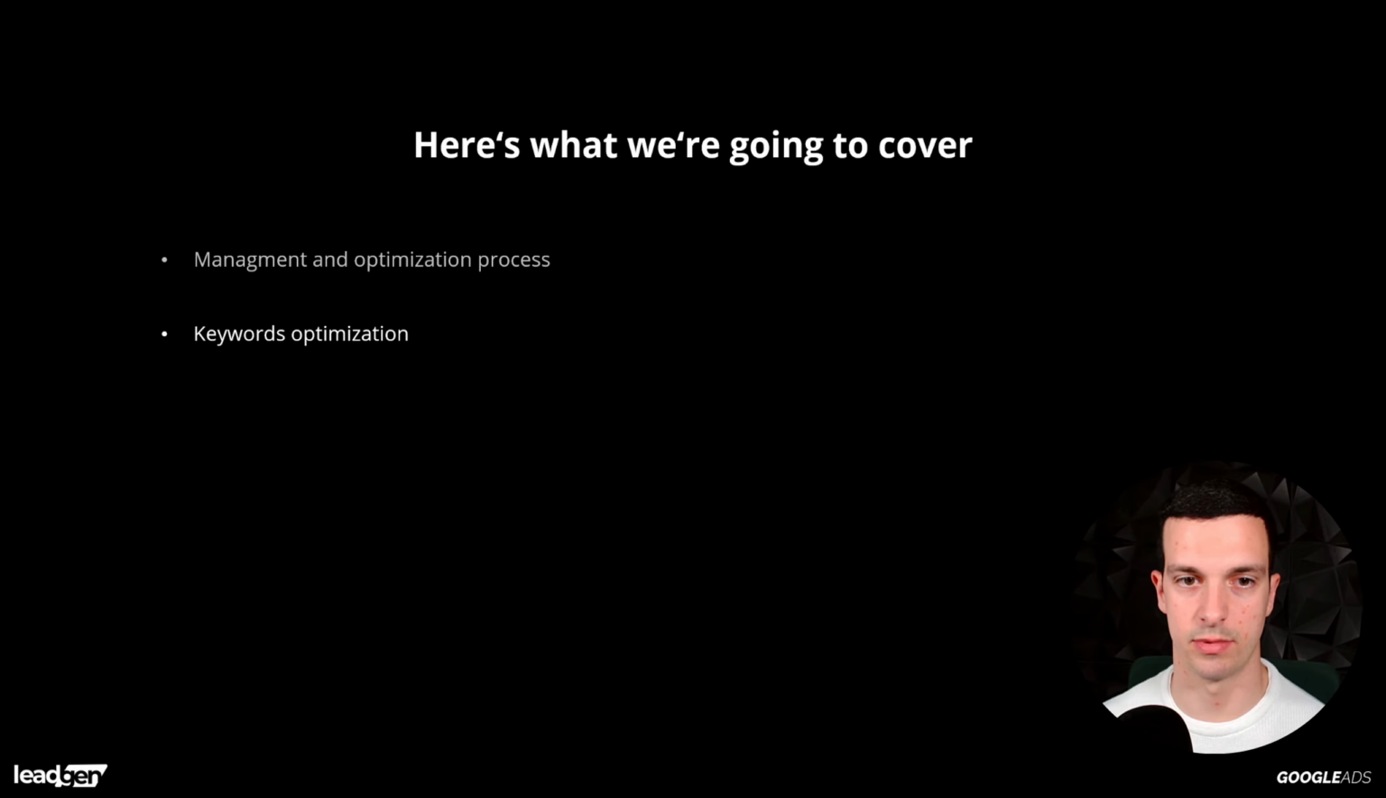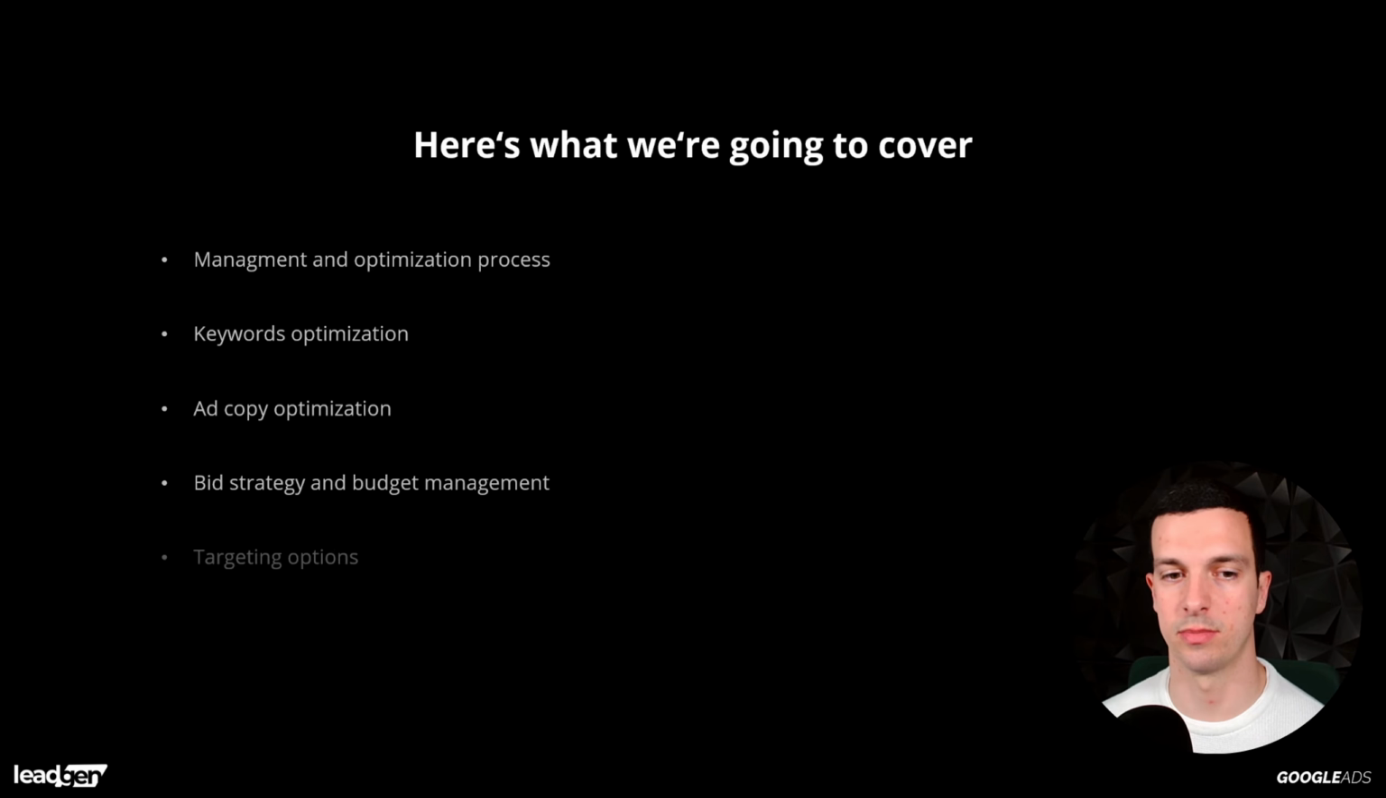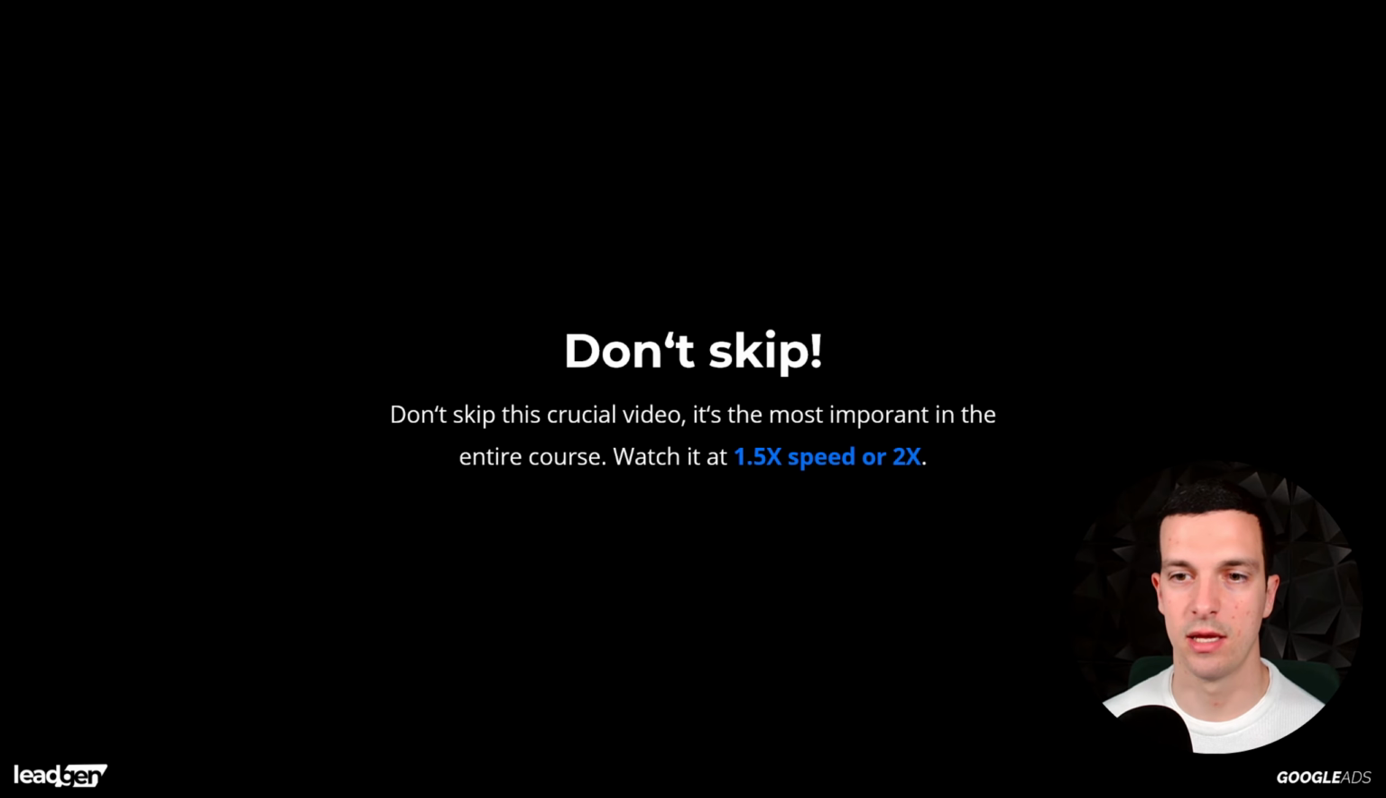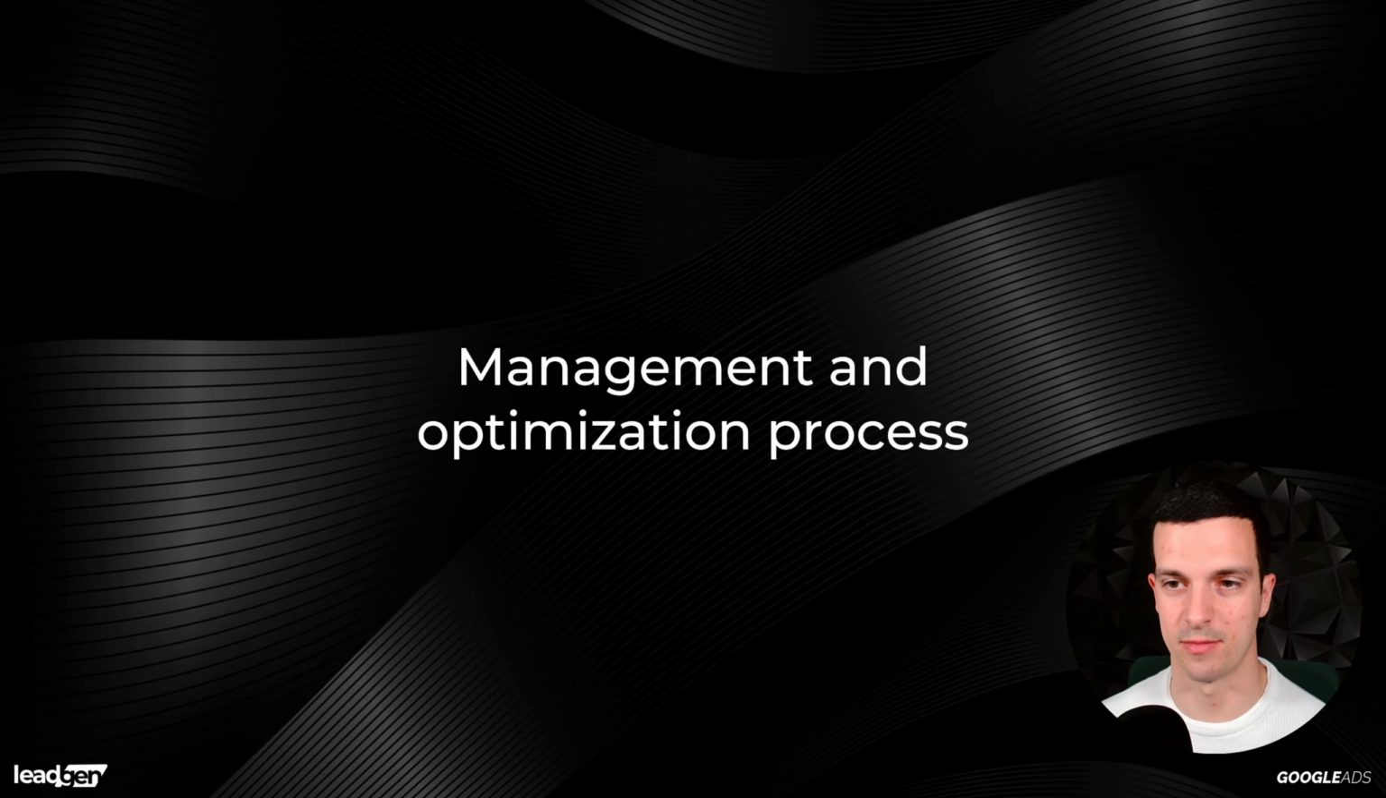Here's what we are going to cover: management and optimization process, keyword optimization, ad copy optimization, bid strategy and budget optimization, targeting options, and a brief summary. Don't skip this video. It's one of the most important in the entire course. Watch it at 1.5 or 2x if you want to save some time.